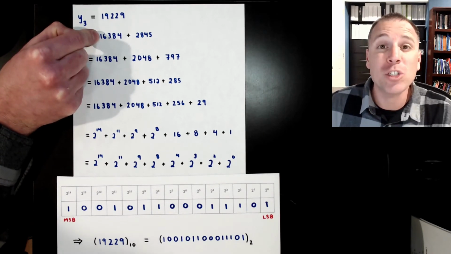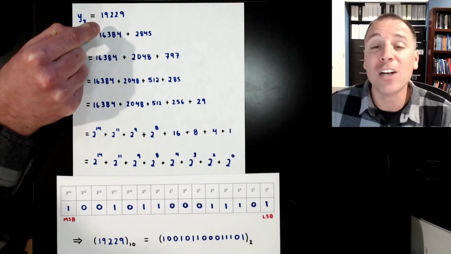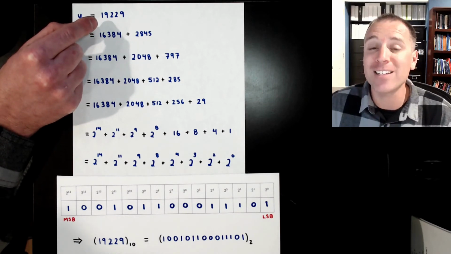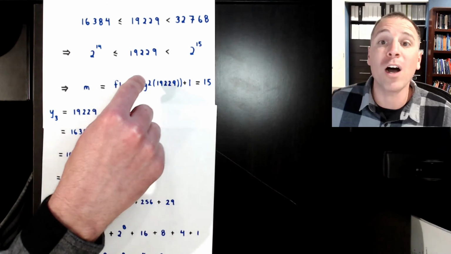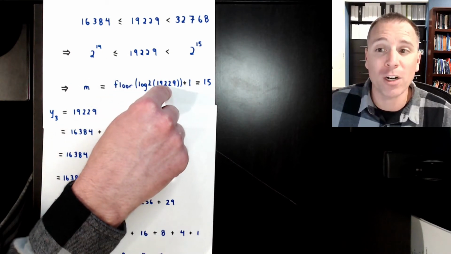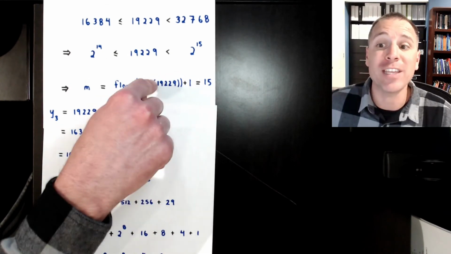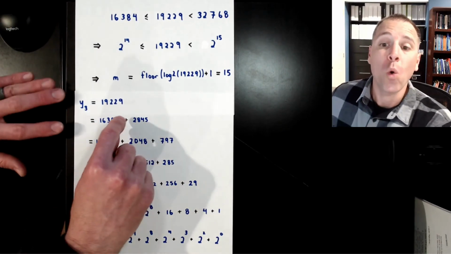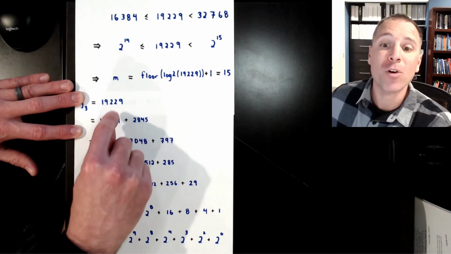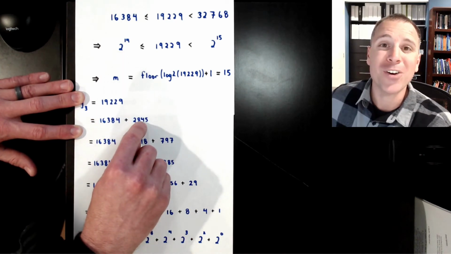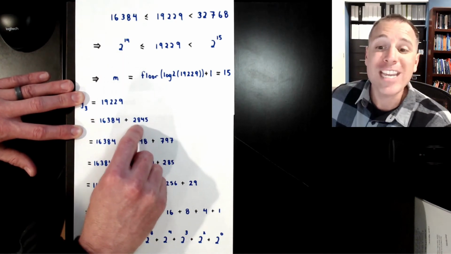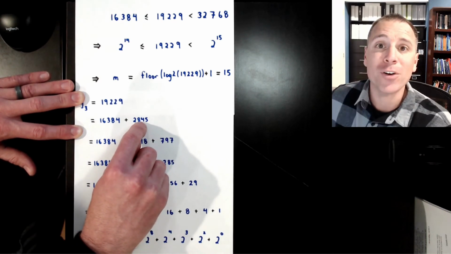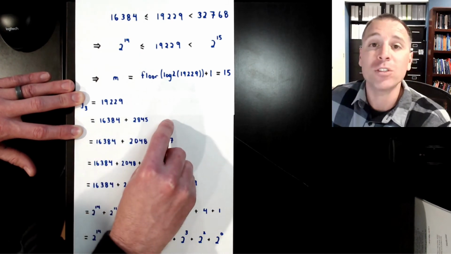In this situation, it was 2 to the 14th, but in general, we actually have a closed form formula to get m, the number of bits. That formula is given by the floor of log base 2 of whatever number we started with, and then we add 1 to the output of that floor function call. After we have that highest power of 2, we subtract it from our original number to get a remainder, and then we ask ourselves, for each lower power of 2, is that lower power less than the remainder? If it's not, we move down to the next one.